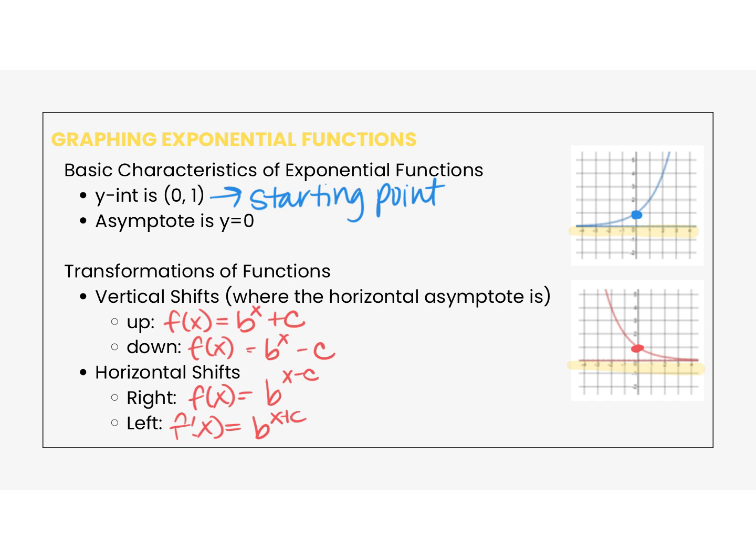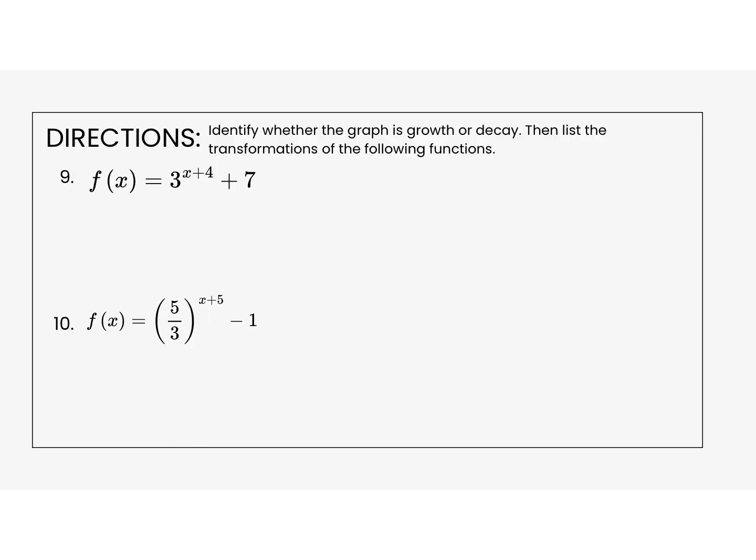Okay, again, with the exponent. So when it's up in the exponent, it's telling us how far right or left. When it's outside of the exponent, it's telling us how far up or down. Okay, so with these, we are just going to identify whether the graph is growth or decay and then list the transformations.